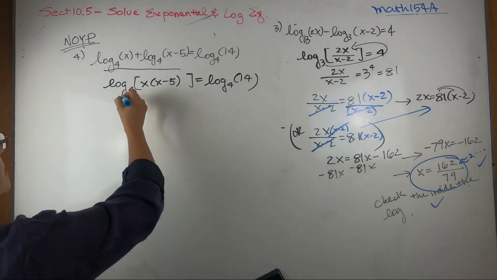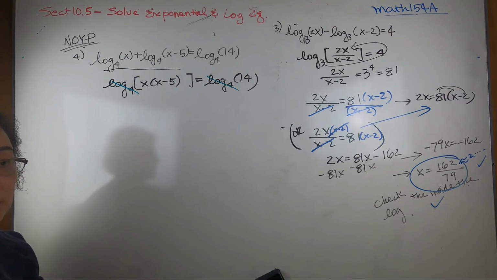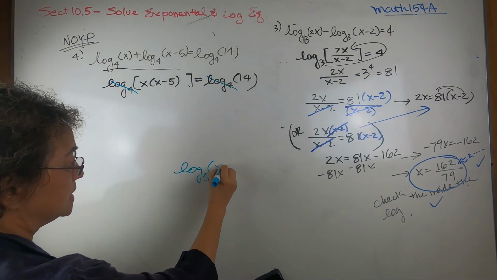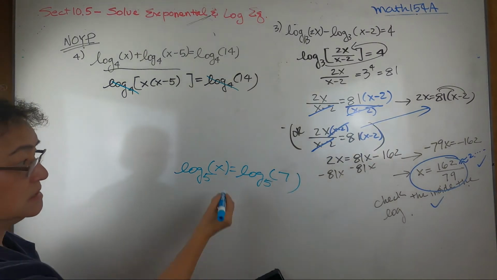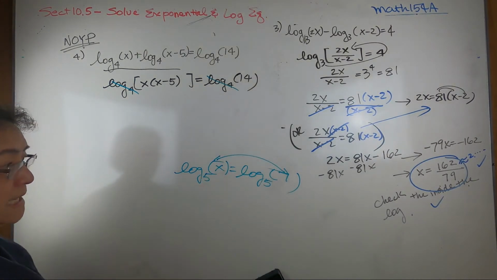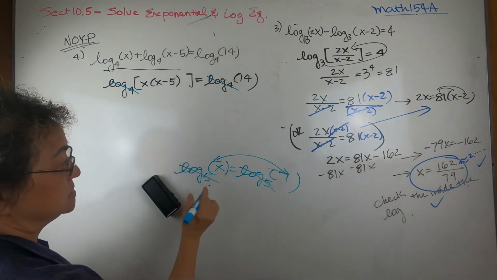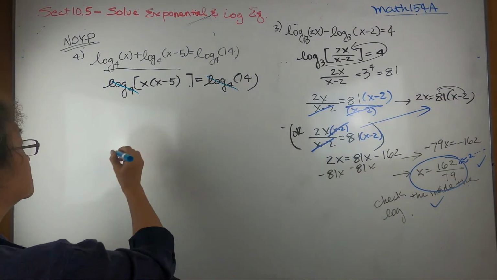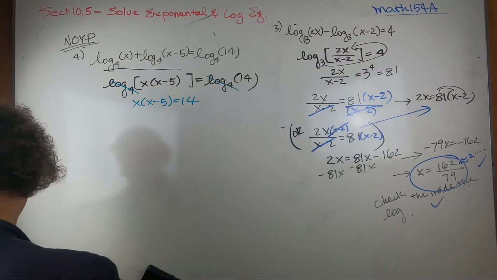But what do you think? Log 4, they are the same. You can just ignore it, right? Just like same base. If I have log 5 of x equals log 5 of 7, what do you think x is? It has to match both sides. So if they have the same log with the same base, you can just equate the inside, right? So you can just write x times x minus 5 equals 14.